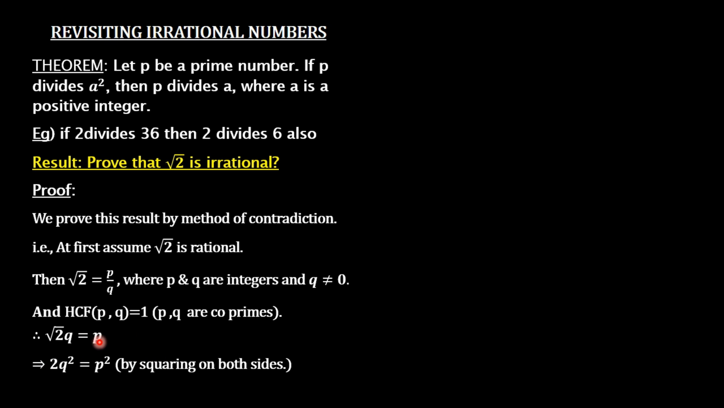So what do we get? P square is a multiple of 2. So what can we conclude? Then 2 divides P square. If P square is a multiple of 2, then 2 will divide P square. That is, if 6 is a multiple of 2, then 2 can divide 6, because 6 equals 2 into 3. So 2 can divide 6. That is, if we divide 6 by 2, we get remainder 0. Similarly here, if we divide P square by 2, we get remainder 0.